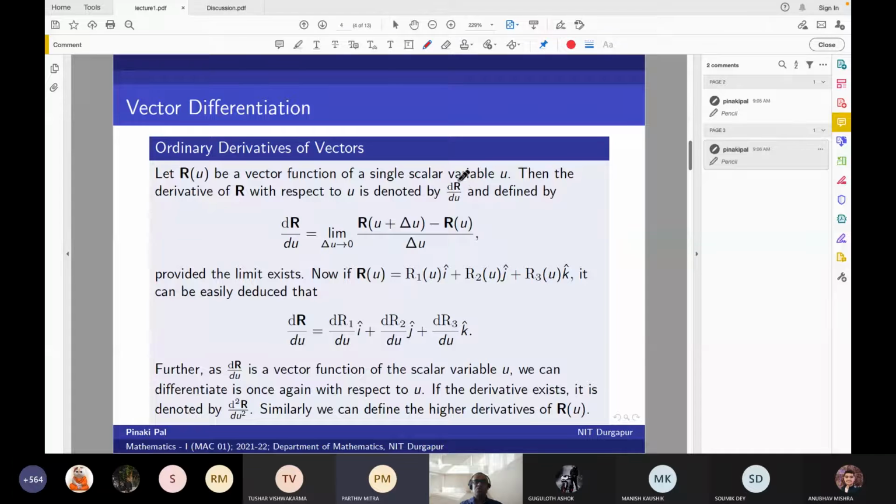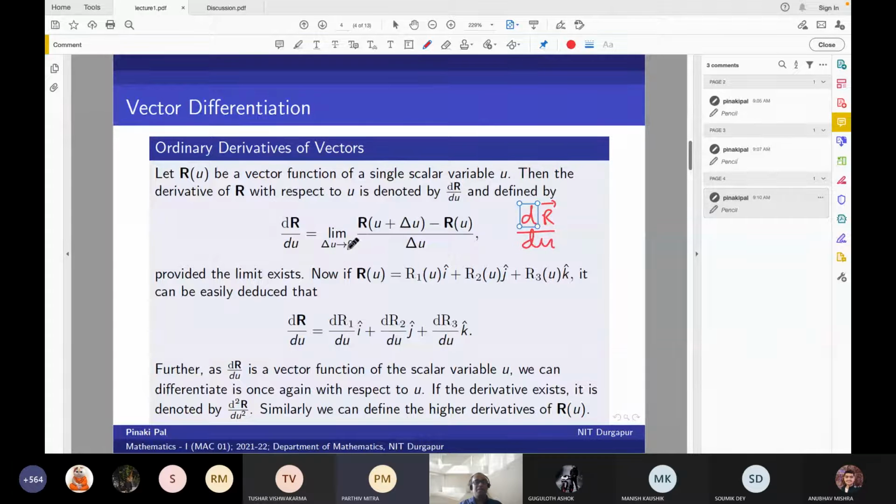dr/du. So bold r has been used, and if you are writing on paper, you can use the vector symbol like this. Since I'm using printed material, I am using boldface, but in copies you can normally use this type of symbol, which is more convenient. You can use the arrow. So r is the vector valued function.